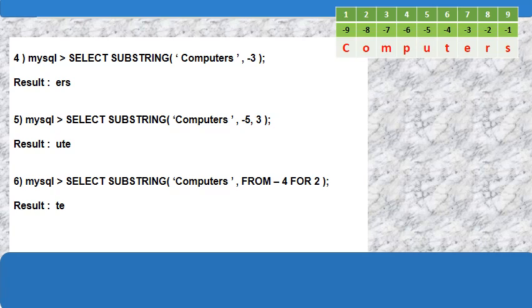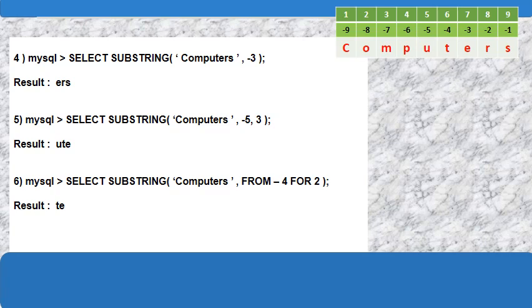Next example, select substring computers, -5, 3. So here along with computers, 2 numerical arguments are there, -5 and 3. So -5 is for extracting from the last 5 characters of the given string, and 3 is for displaying the first 3 characters. So this query is for displaying 3 characters from the -5 position onwards. So UTE will be the output.